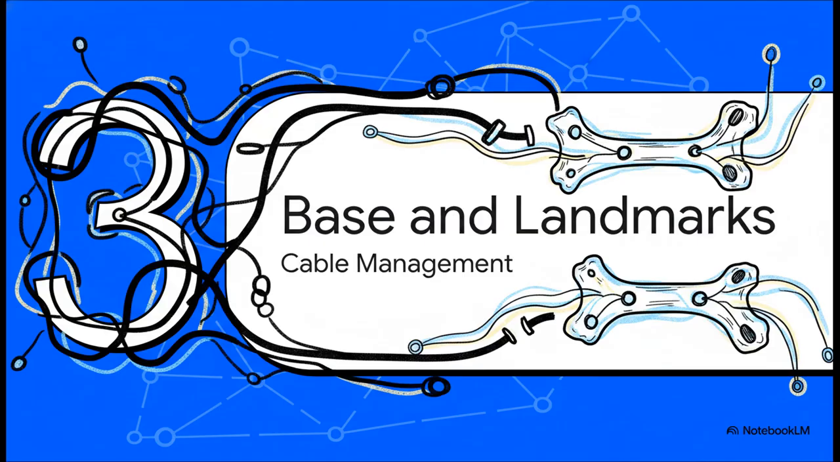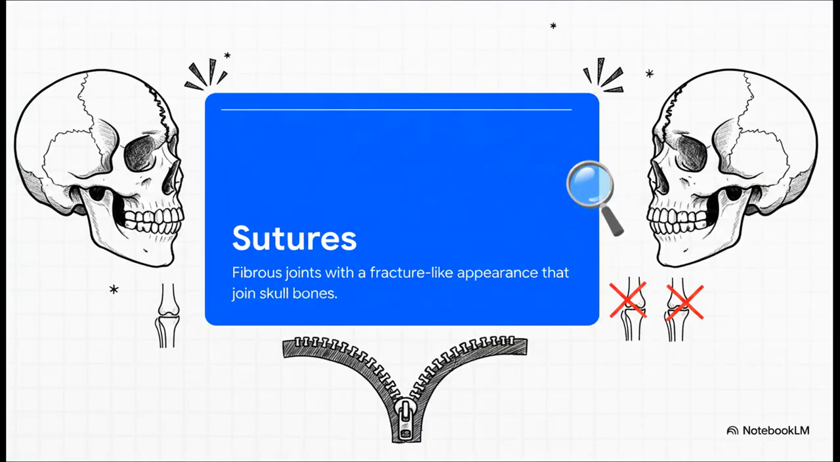Basically, the skull's cable management. To make all these separate bones work together as one single protective unit, they need joints, and they need routing channels for all our internal wiring. Let's start with the joints.